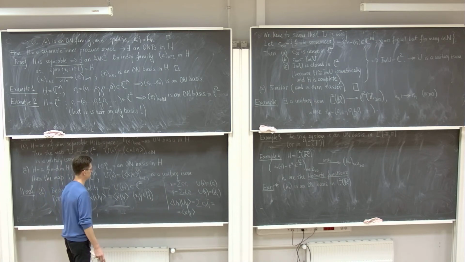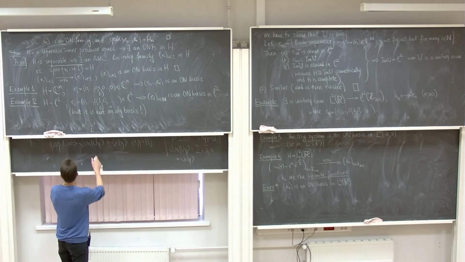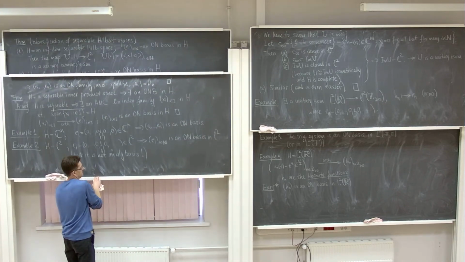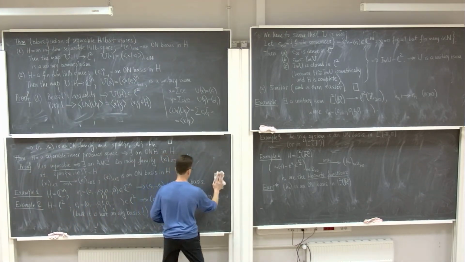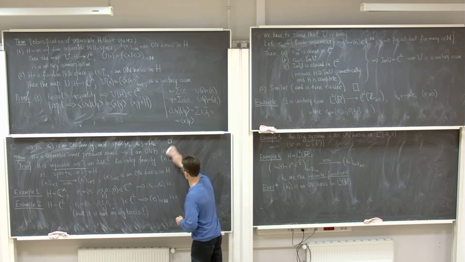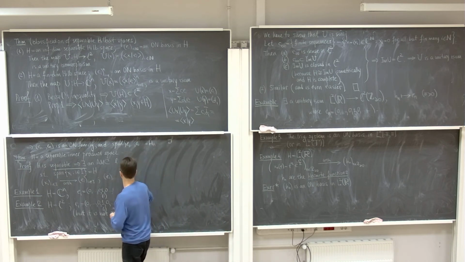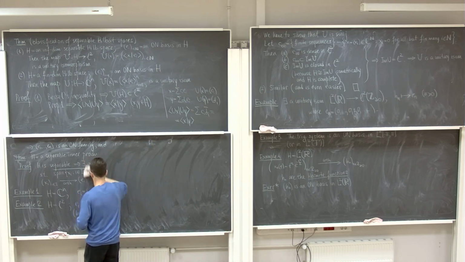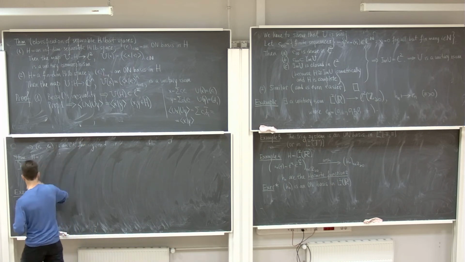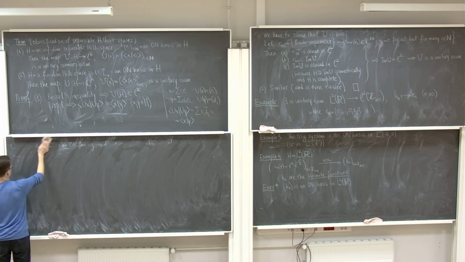Okay. A useful corollary of our classification theorem is the following result, which is usually referred to as the Riesz-Fischer theorem.